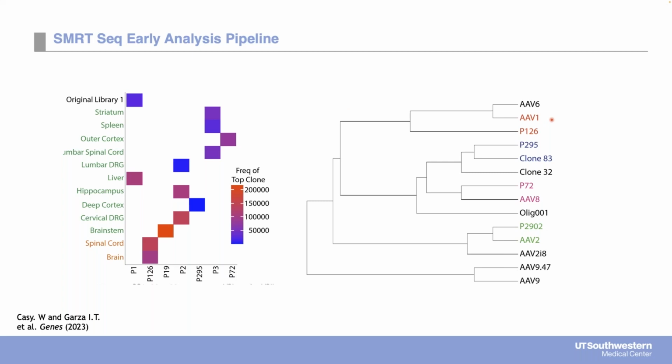In this case, by performing multiple sequence alignments and then looking at a phylogenetic tree or a dendrogram, we can see that P126 has the closest similarity to AAV1 and AAV6, whereas P295 resembles our clone 83 original parent engineered capsid. P72 is most similar to AAV8, and P2902 is most similar to AAV2.